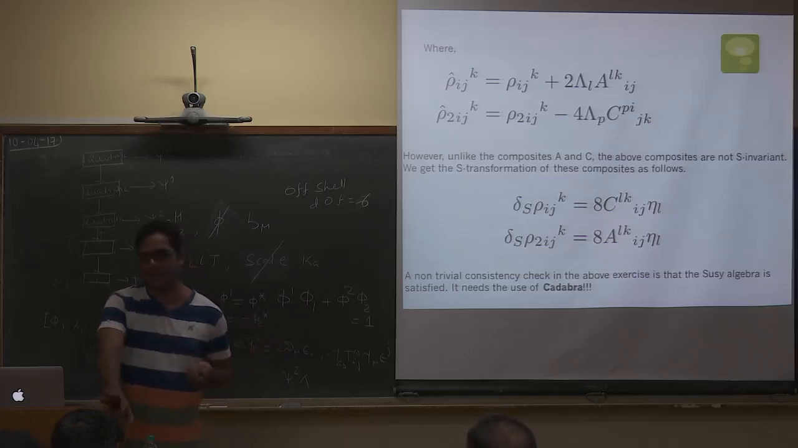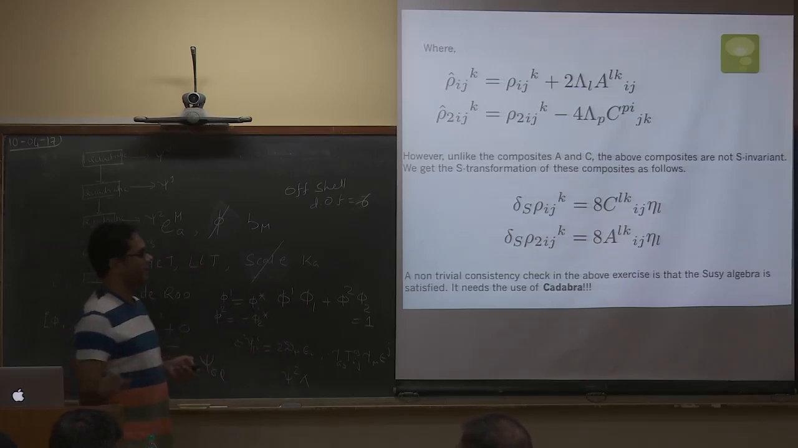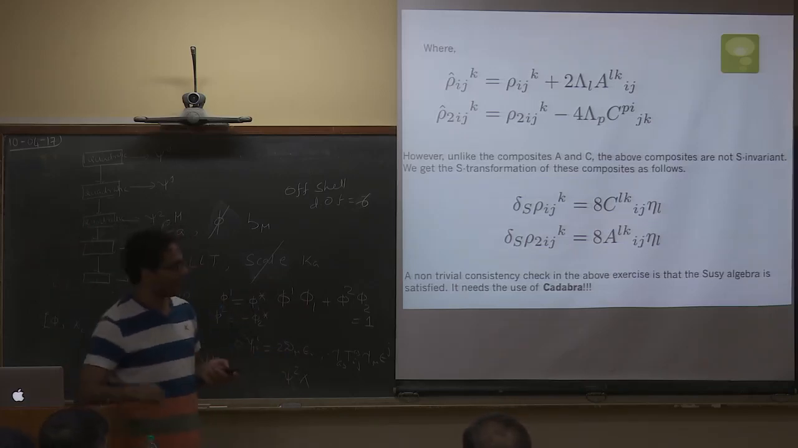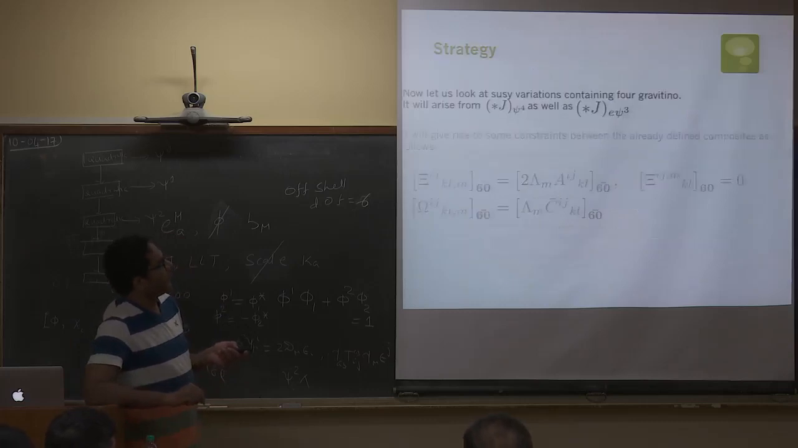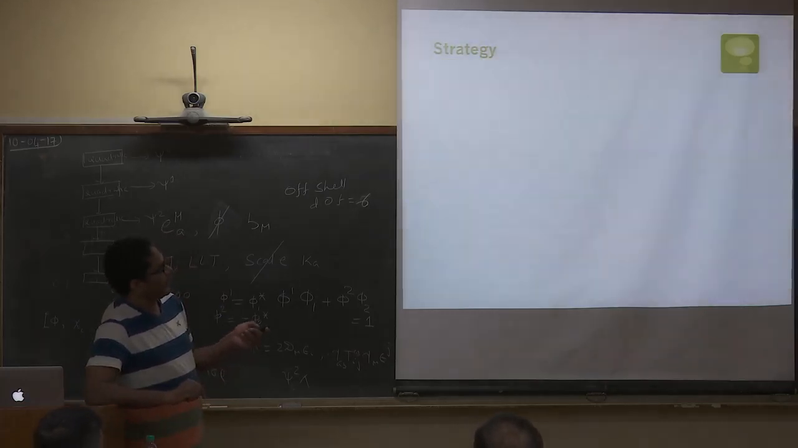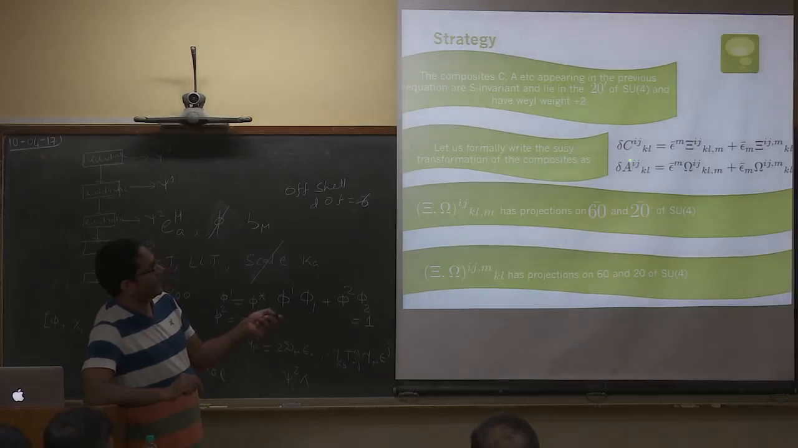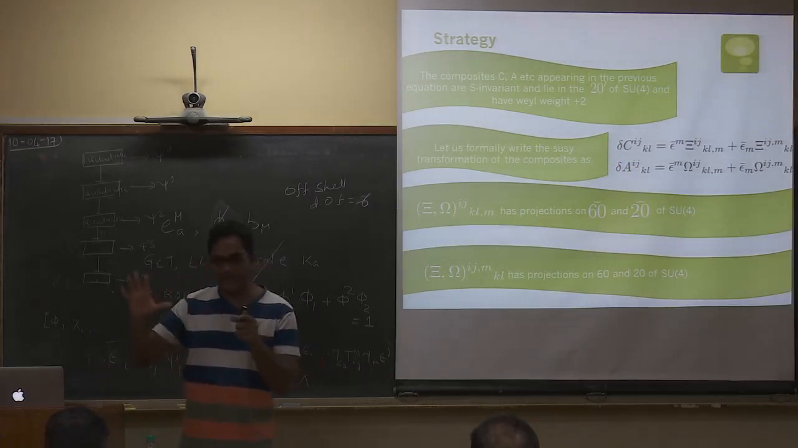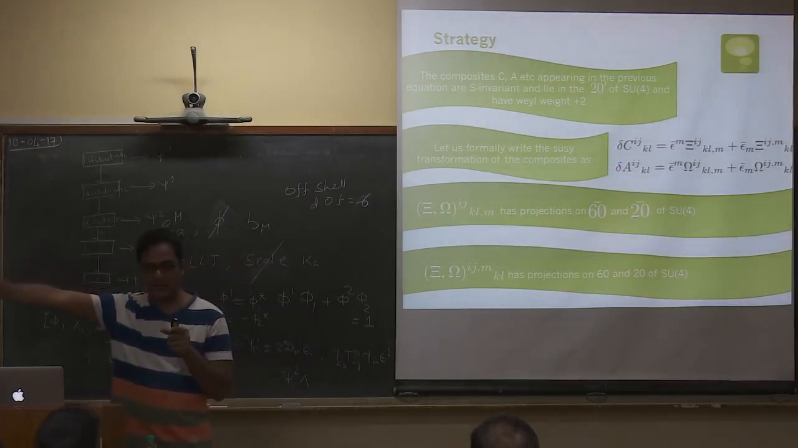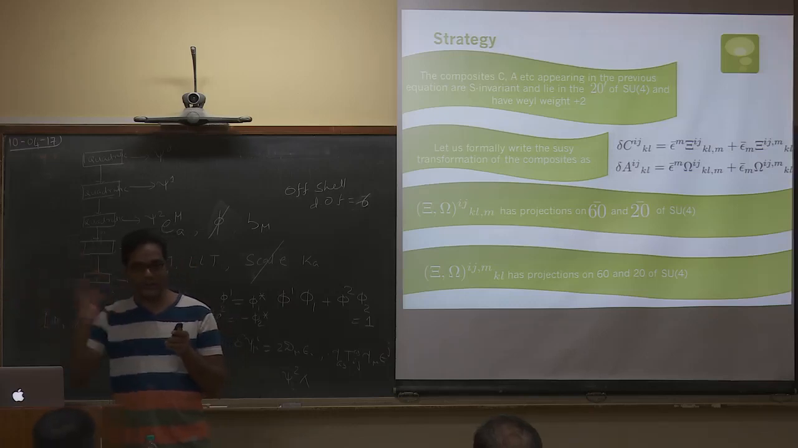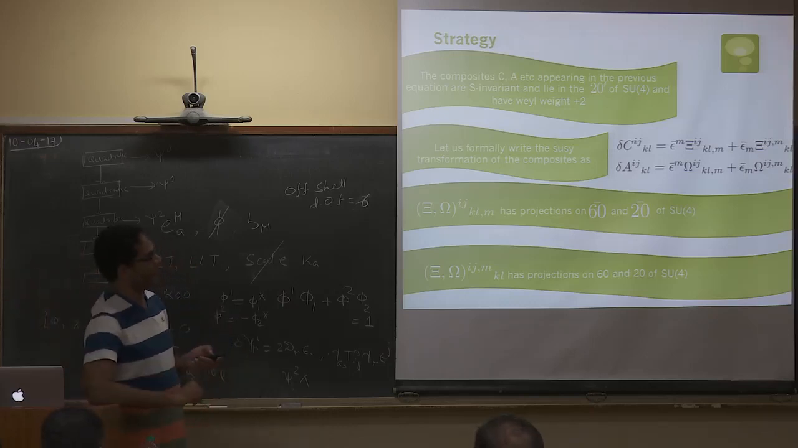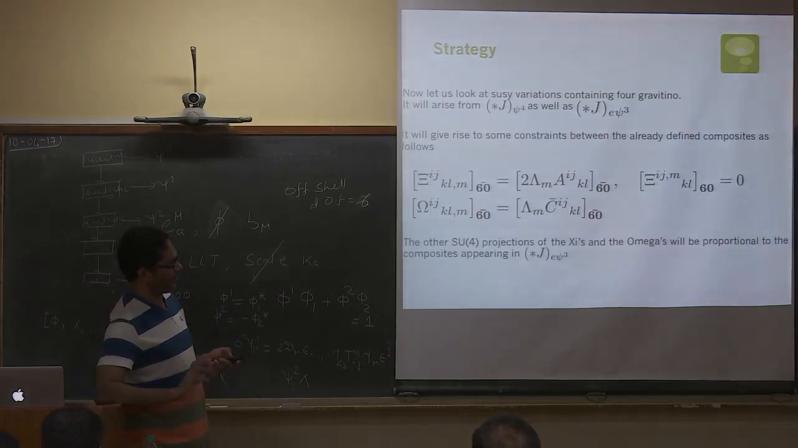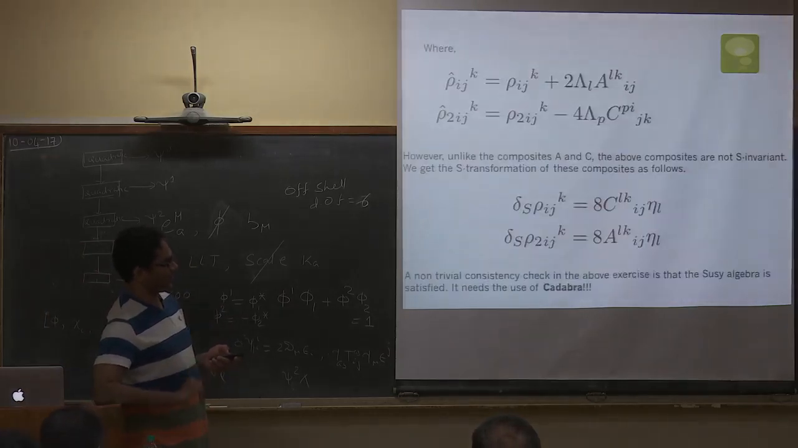It needs the use of Cadabra because it's extremely complicated to do by hand. Supersymmetry algebra is just an off-shell statement. So for example, we know delta Q of C_ijkl, and then I want to see whether the supersymmetry algebra delta S delta Q on C_ijkl is the same as what I already know from my multiplet. Otherwise it will not be consistent. So that we need to check, and that checking indeed comes out to be okay by the use of Cadabra.